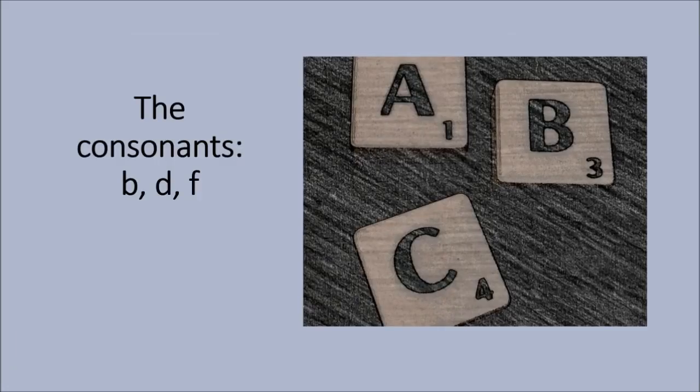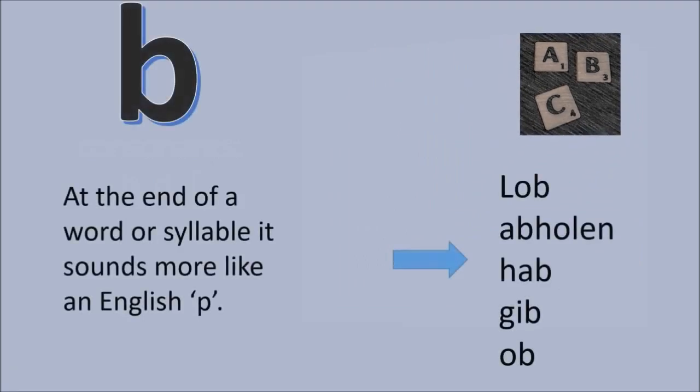Right, let's start with the consonants, and in this video we're looking at B, D and F, or shall I say B, D, F. Sound pretty similar, don't they? B. At the end of a word or a syllable, it sounds a bit more like an English P. It's a bit of a sharp one. Lob, abholen, hab, gib, ob.